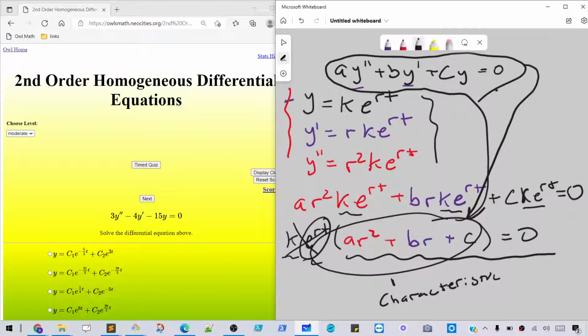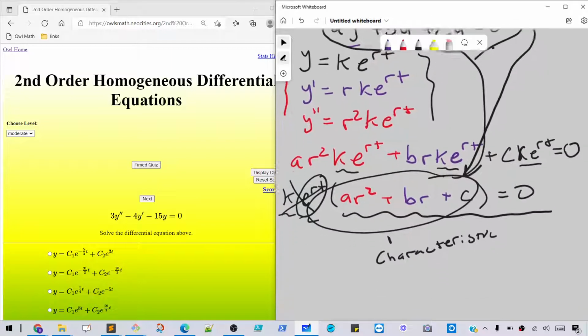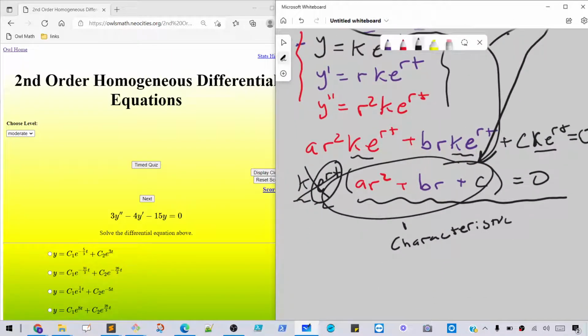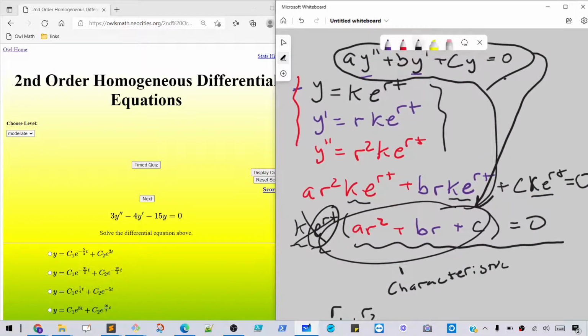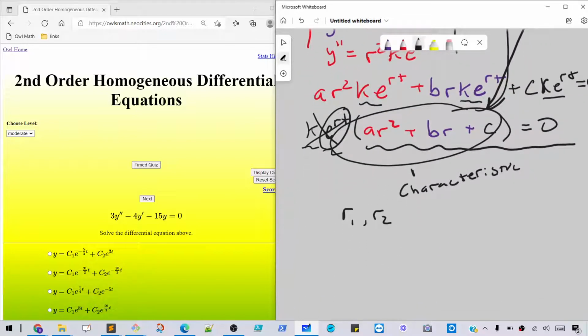Now we have a generic equation here, so we're not going to solve this, but from a quadratic you're going to have two roots, and we're going to call those roots r1 and r2. And then finally, we know what our solution looks like. Let's call this solution one, using that form, it is going to be k e^(r1 t). And then our second solution is going to be k e^(r2 t).